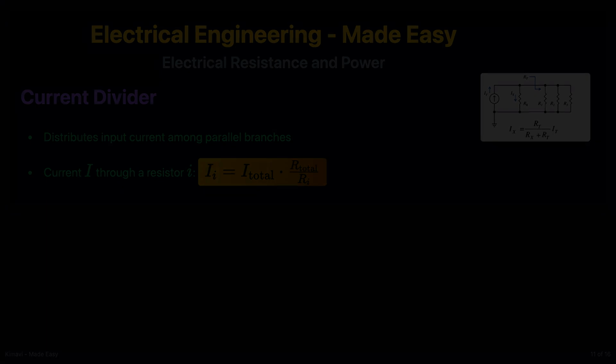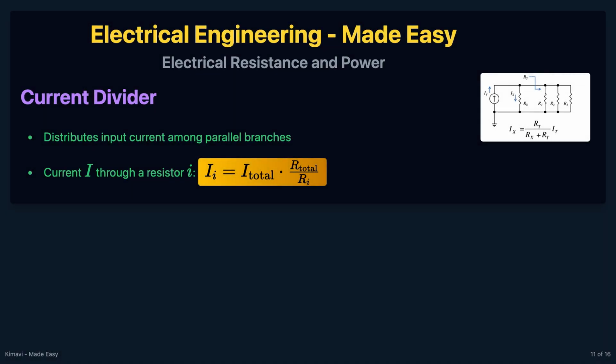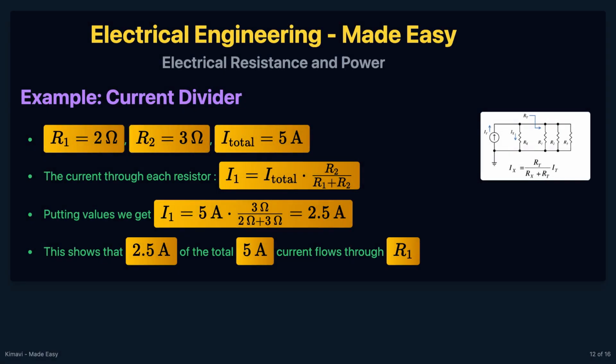A current divider is a circuit that distributes the input current among parallel branches. The current through a resistor in parallel is given by the formula Ii equals I total times the ratio of R total to Ri. For two resistors, R1 equals 2 ohms and R2 equals 3 ohms in parallel with a total current I total equals 5 amperes, the current through R1 is calculated as I1 equals 5 amperes times the ratio of 1 ohm to 2 ohms, which equals 2.5 amperes.